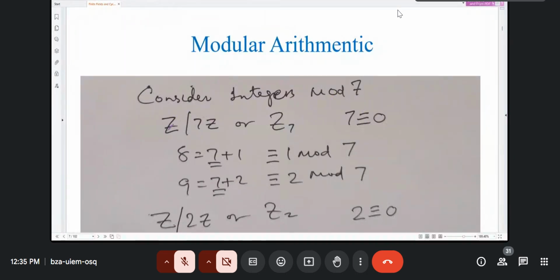So consider integers mod 7, which we sometimes write as Z slash 7Z or Z7, where 7 is equivalent to 0. For now, we use that word equivalent; there's a correct word used in modular arithmetic, but for now we can just use equivalent. So 8 is 7 plus 1, so 8 is simply 1 mod 7. 9 is 7 plus 2, so 9 is simply 2 mod 7.